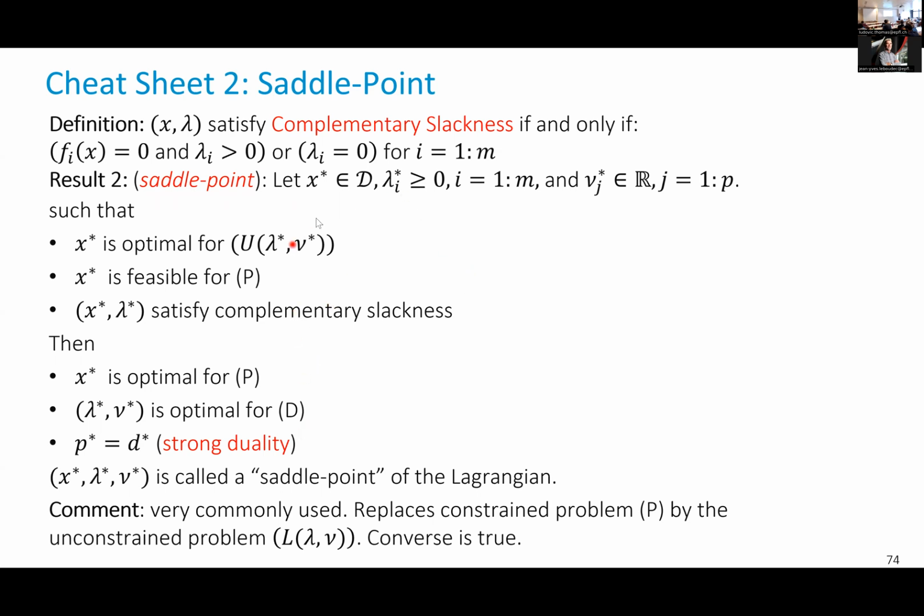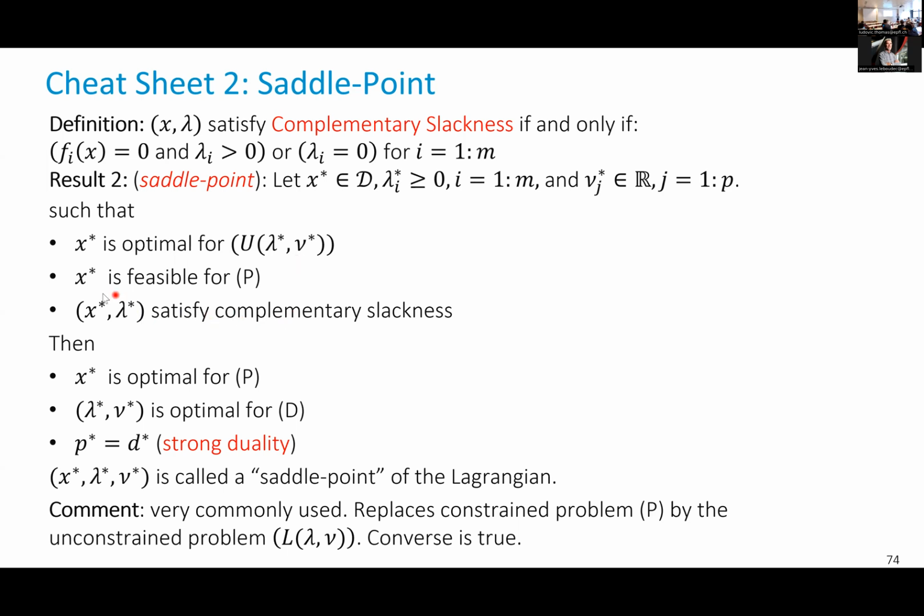So I solve the unconstrained problem. That means I take values of lambda and nu. I compute the x star. Now the x star that solves the Lagrangian, the unconstrained problem, depends on lambda and nu. So the x star is optimal for the unconstrained problem for lambda and nu. And then I look for special constraint on the Lagrange multiplier.